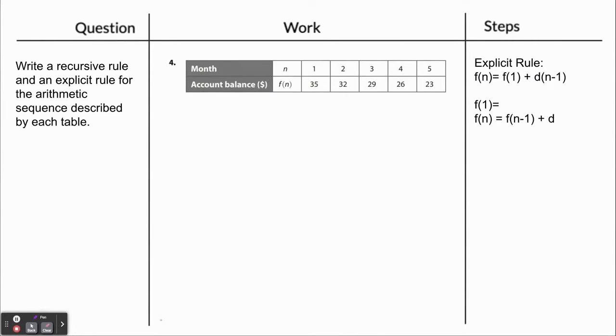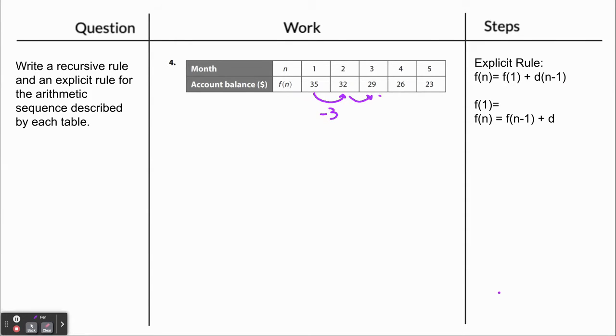Here we're asked to write a recursive rule and an explicit rule for the arithmetic sequence described by each table. Now, they tell us it's arithmetic, so really all we need to do is look at the first two terms here, 35 and 32, to see what our common difference is, because we're told it's arithmetic. So what this means, how do we get from 35 to 32? Well, we are subtracting 3.